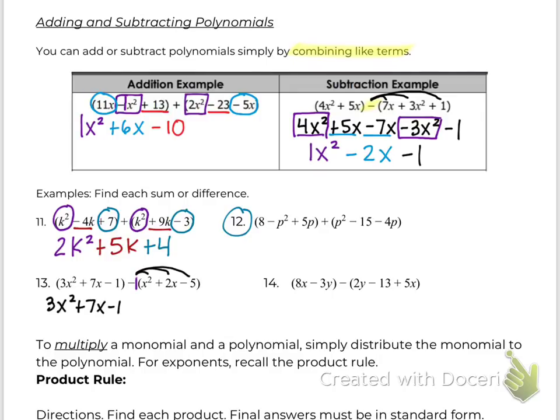So the first part of it is just going to come down, 3x squared plus 7x minus 1, that stays the same, but all of these signs are changing. So now it's -x squared minus 2x plus 5. And now we can combine like terms. 3x squared minus x squared is 2x squared. 7x minus 2x is 5x, and -1 plus 5 is 4. And then you guys try number 14.